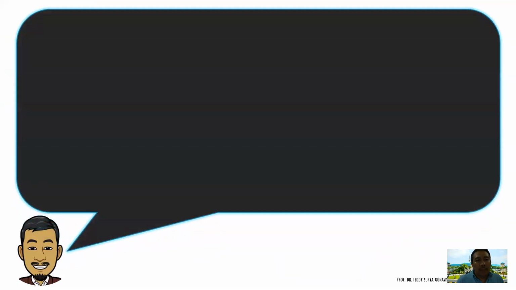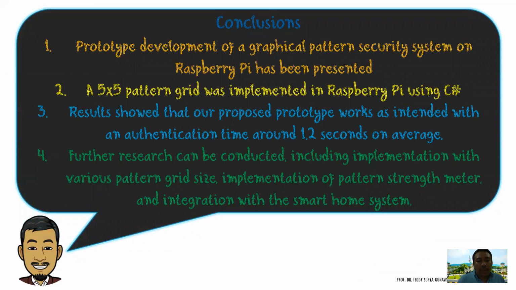As conclusions, we have presented the prototype development. As we mentioned earlier, this will be the prototype. After this, we can do several additional features. We use 5 by 5 because this is strong enough to capture the possible patterns. The result shows that the authentication time is around 1.2 seconds using the Raspberry Pi 3 on average, using 10 experiments.